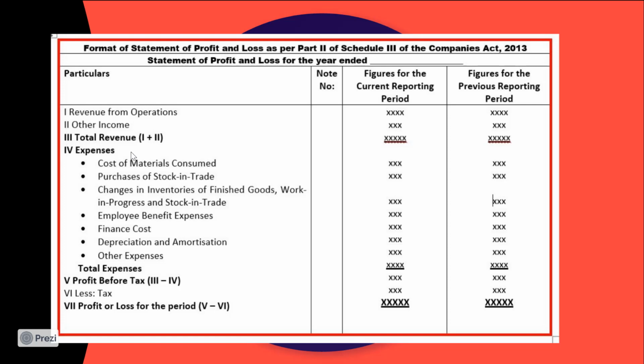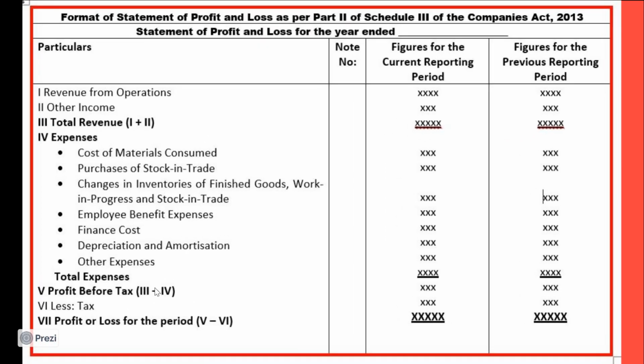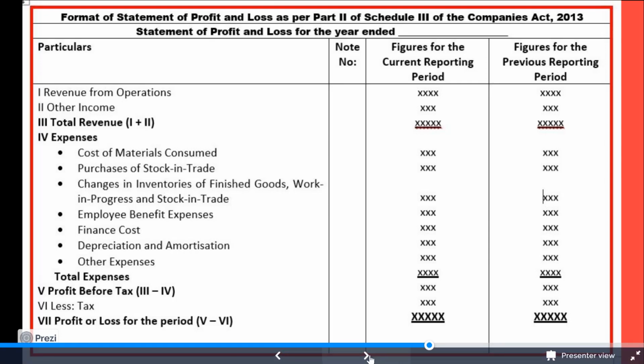Then we go on to list the expenses of the company for the current accounting period, and we get the total expenses. The profit before tax is the answer of part 3 minus the answer of part 4. Part 6 is the tax on the answer of 5, which is the profit before tax. And finally, the part 7 is the profit earned or loss incurred for the period, which is part 5, profit before tax, minus part 6, which is the tax.